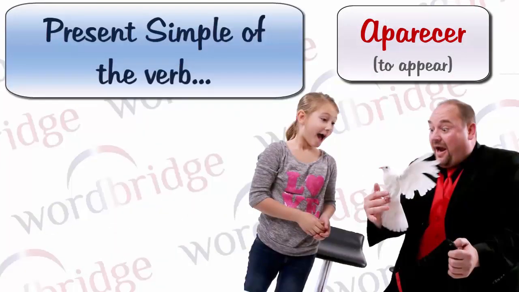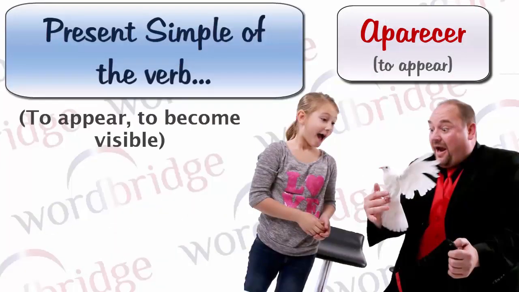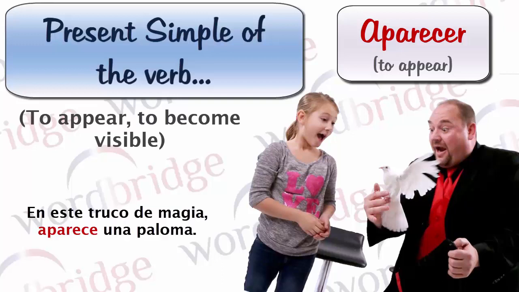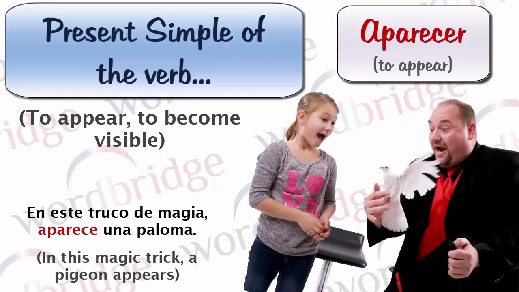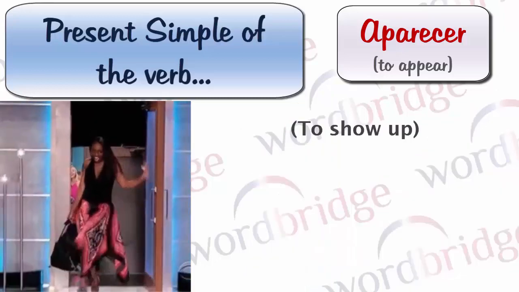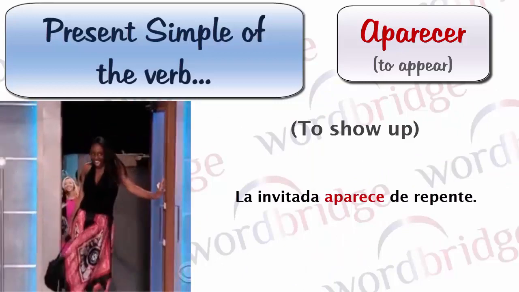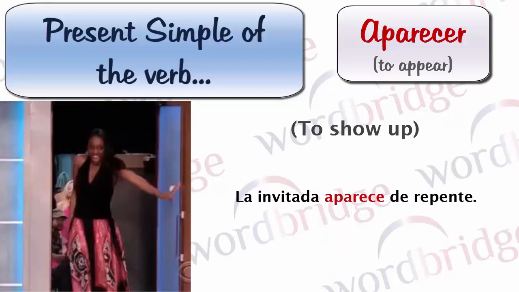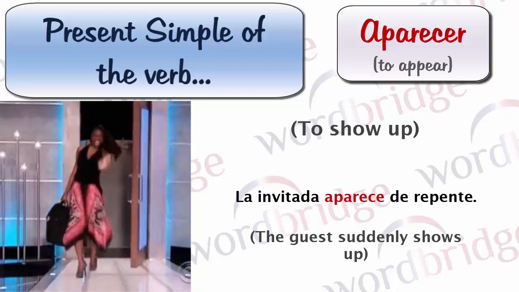Aparecer can be translated as to appear, to become visible. For example, en este truco de magia aparece una paloma. In this magic trick, a pigeon appears. But we could also translate aparecer as to show up, to make an appearance. La invitada aparece de repente. The guest suddenly shows up.